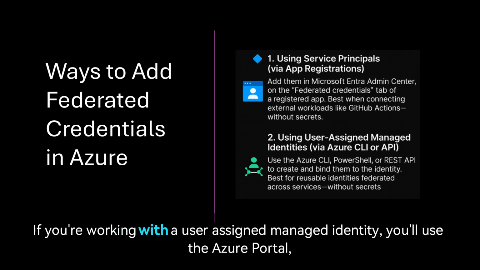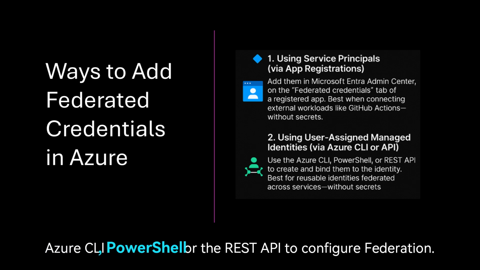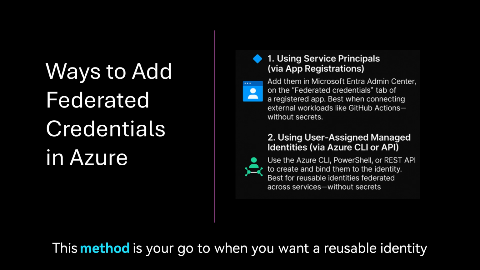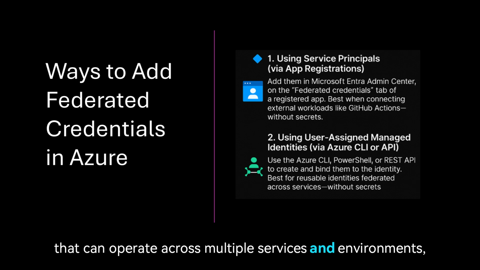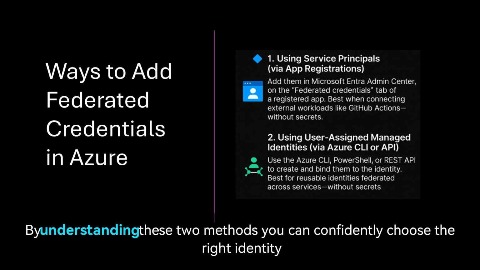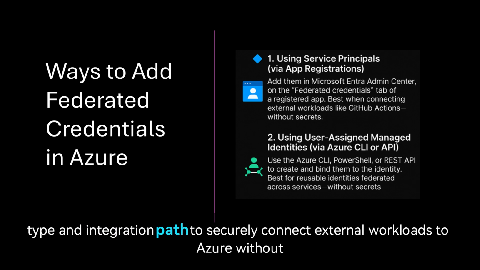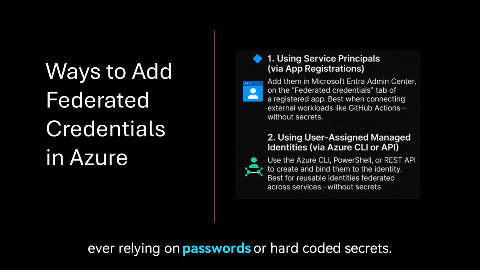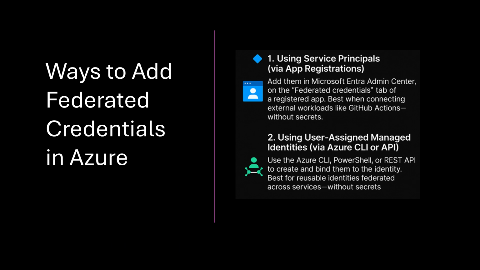If you're working with a user-assigned managed identity, you'll use the Azure portal, Azure CLI, PowerShell, or the REST API to configure federation. This method is your go-to when you want a reusable identity that can operate across multiple services and environments, offering secure, secretless, token-based authentication that scales easily. By understanding these two methods, you can confidently choose the right identity type and integration path to securely connect external workloads to Azure, without ever relying on passwords or hard-coded secrets.